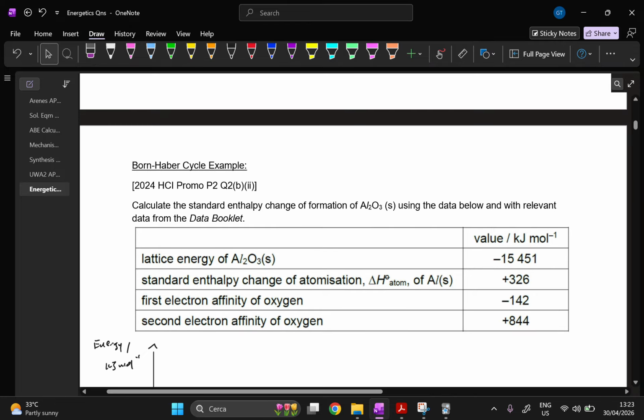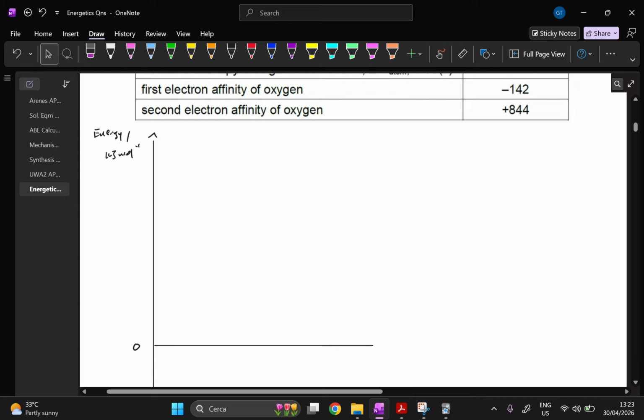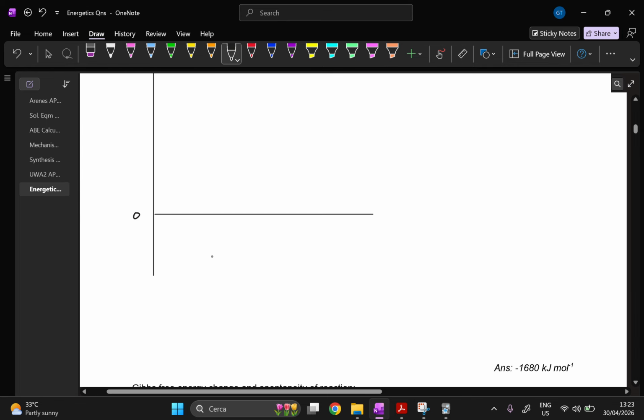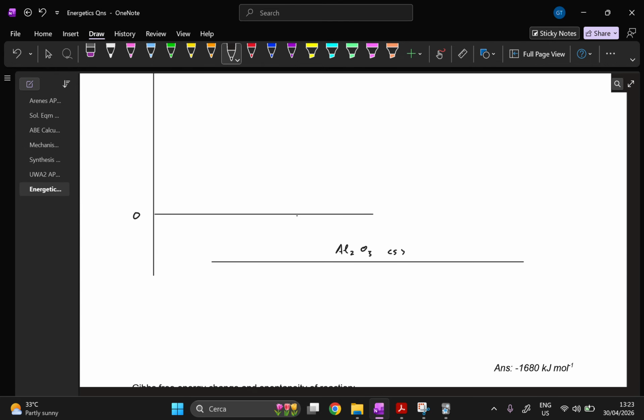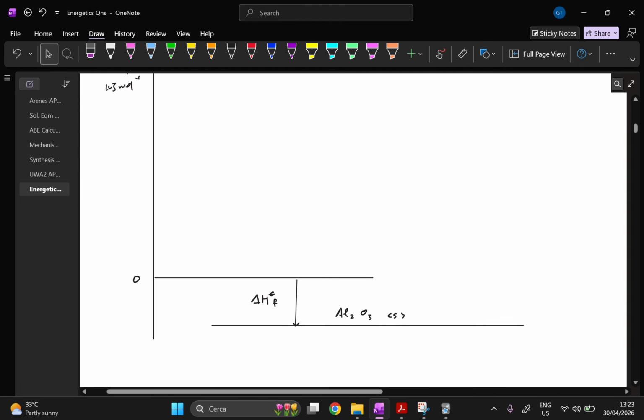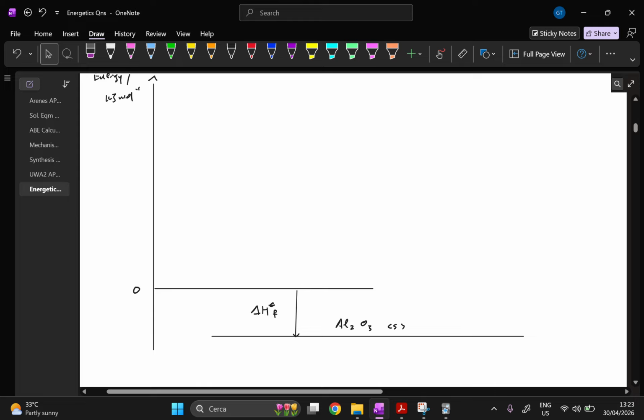So in this case, I want to construct a Born-Haber cycle for Al2O3. They want us to find enthalpy change of formation, right? So we can put down here Al2O3 solid, and I want to find this enthalpy change of formation. Please don't just memorize the standard Born-Haber cycle, also be able to appreciate, based on the definitions of the enthalpy changes. Everything about Hess cycle, Born-Haber cycle is all about going back to the definition.